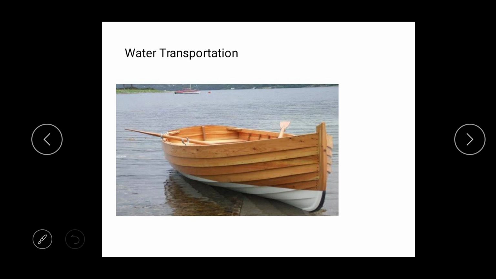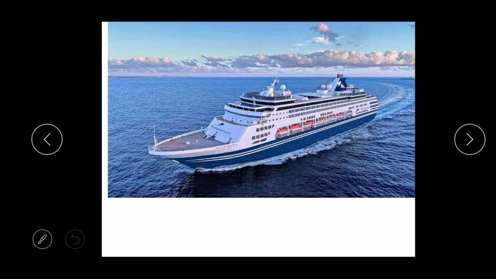Another example of vehicles under water transportation is ships. This is a ship, and ships are used to cover long distances. So if you are going to a very far place, you can use your ship to cover such a long distance, okay?